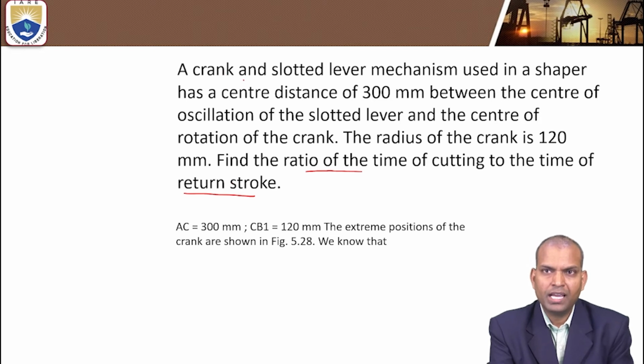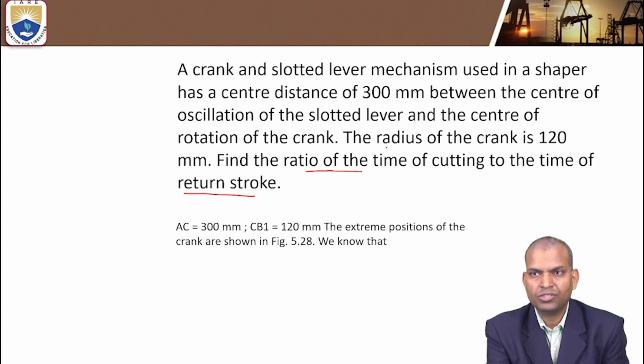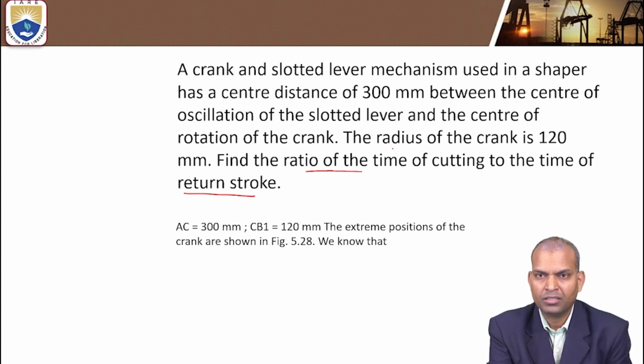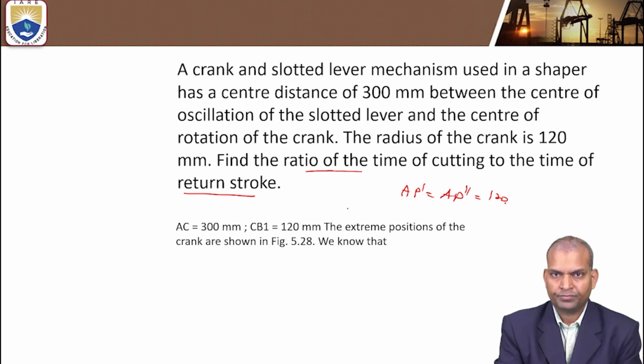Here, a crank and slotted lever mechanism used in a shaper has a center distance of 300 millimeters between the center of oscillation of the slotted lever and the center of rotation of the crank. That is the length of the fixed link. And the radius of the crank is 120 millimeters. In this figure, as in the previous figures, AP dash equals AP double dash equals 120. Now, what is that AC here?